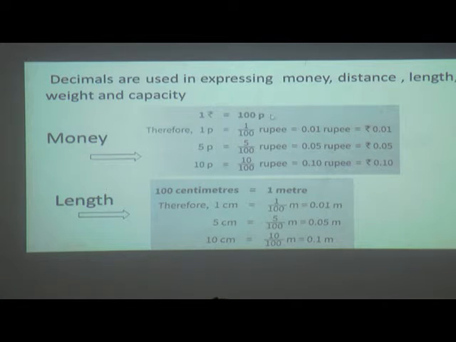It is a standard unit, we can't change it. Therefore, 1 paise is equal to 1 upon 100 rupees. You have to write it in fraction form first. I already told you, when the denominator is 100 or something like that, we write it in decimal. So it is 1 upon 100, because we have to find out what 1 paise is equal to. So 1 upon 100 rupees.